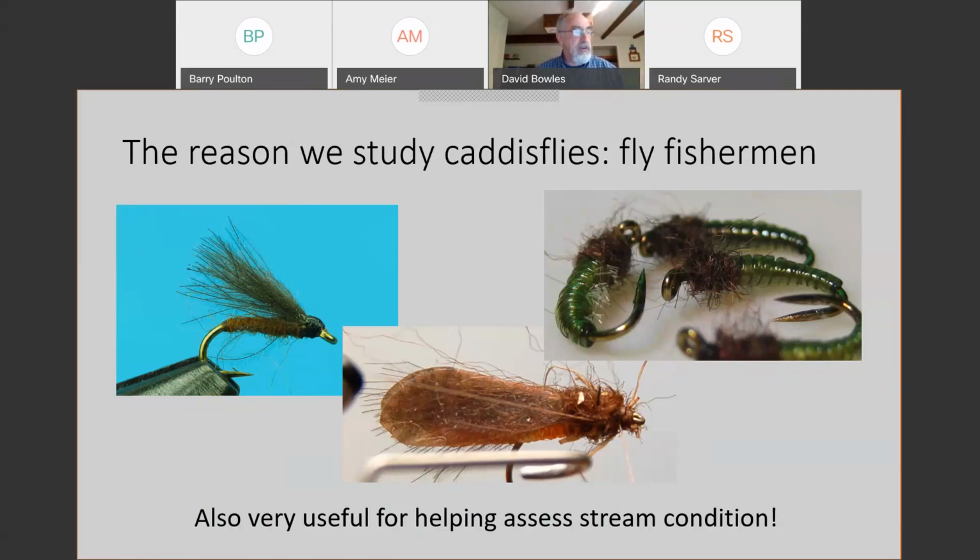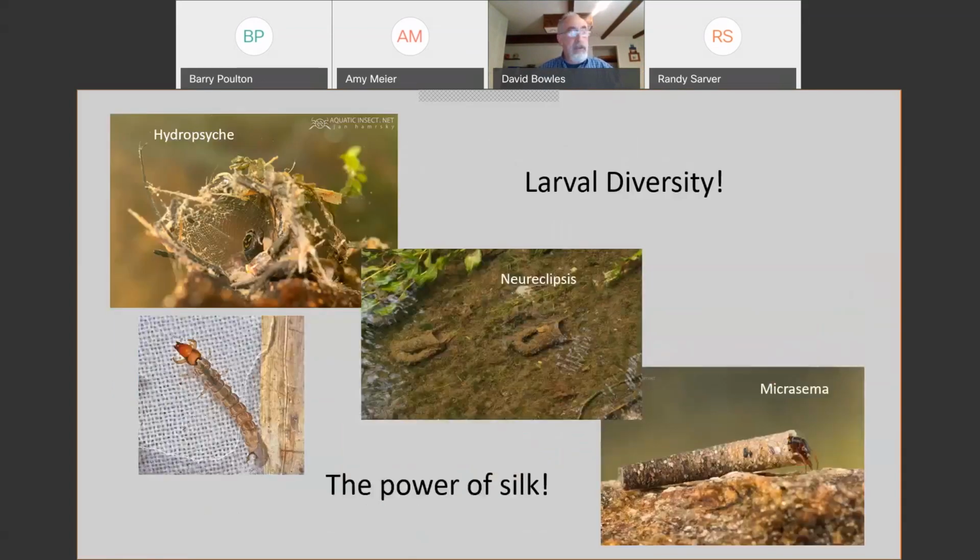Fish really aren't that discerning, so if it's close, and the color is probably right, they're going to feed on it. Of course, in addition to being very important to fly fishermen as ties, it turns out that caddisflies are also very helpful for us in assessing stream condition because of their sensitivities. And again, it boils down to the power of silk. And that is why we have such amazing larval diversity in caddisflies.